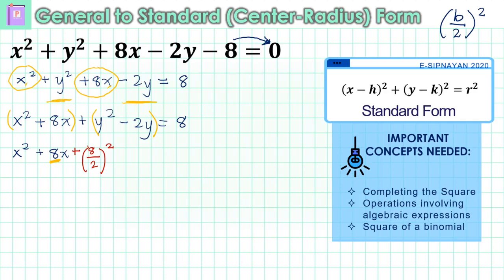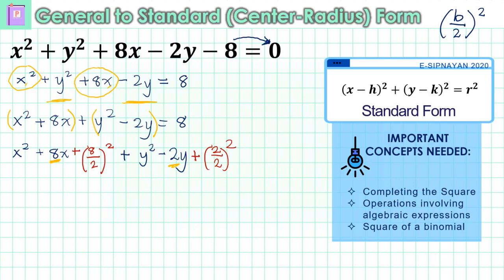We are also going to apply the same process with the terms with y variable. So let's copy the operation, that is addition, plus. Then again, copy the terms with y variable. That would be y squared minus 2y. And then to complete the square, we again apply the formula. And in this case, our b is 2. So what we're going to add is plus b, which is 2, divided by 2 and then square.